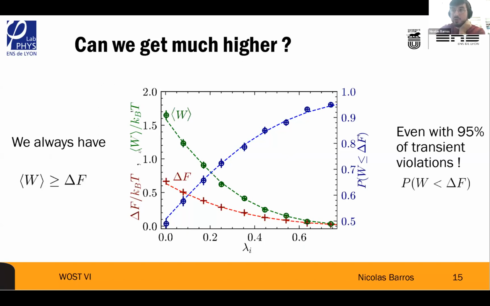So we can observe a 95% chance of observing a threshold violation of the second law, where the work spent is inferior to the free energy increase in the system. But if we do that, the mean work that we spend is always superior to the free energy difference, meaning that we always lose on average, as predicted by the second law, and the gain delta F also decreases.